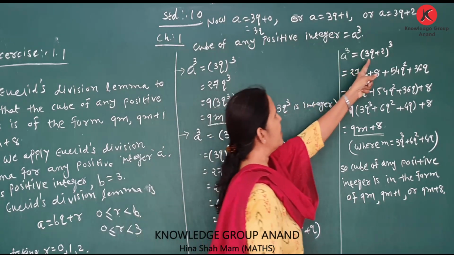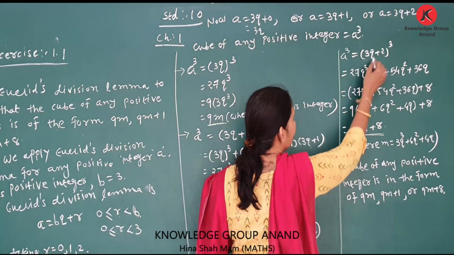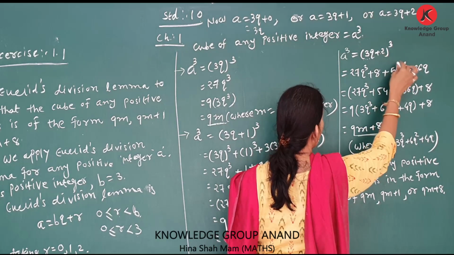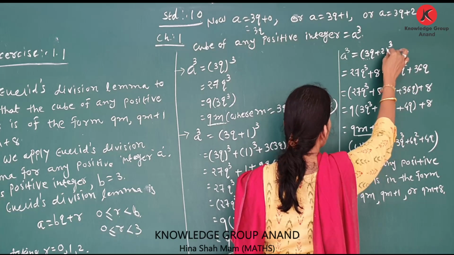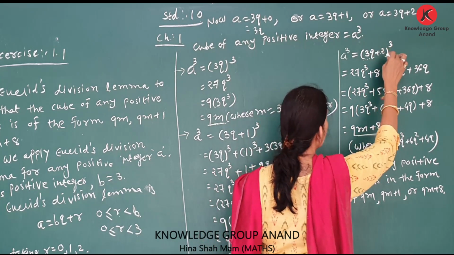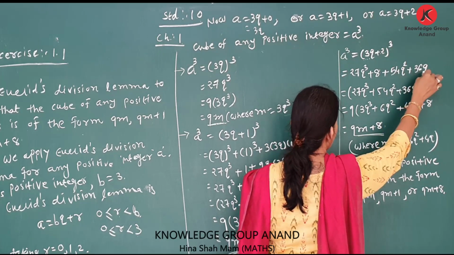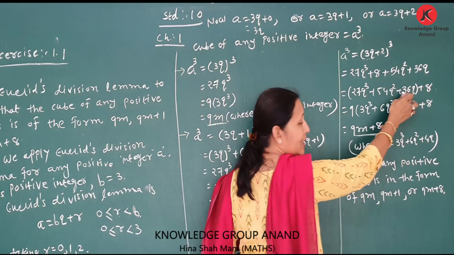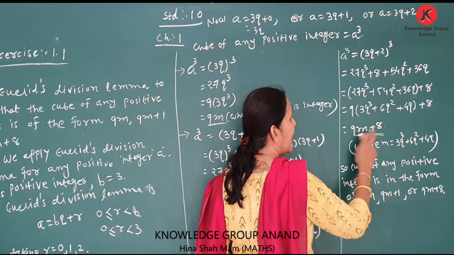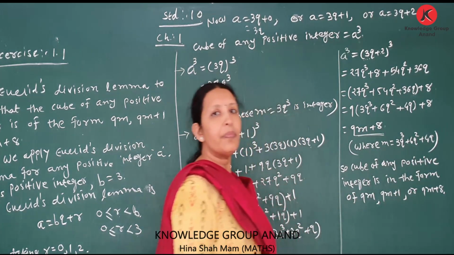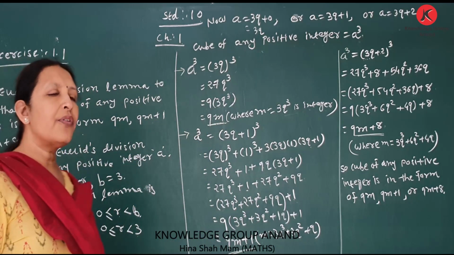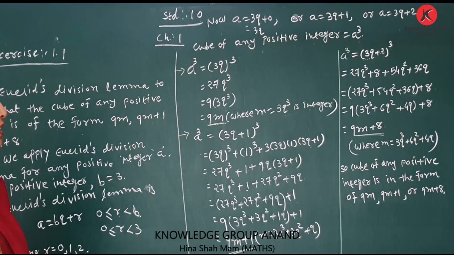Similarly, a cube is equal to (3q plus 2) cube, which is 27q cube plus 8 plus 54q square plus 36q. We write plus 8 separately and these terms are in a bracket. Common factor 9, so 9m plus 8. So the cube of any positive integer is in the form 9m, 9m plus 1 or 9m plus 8.